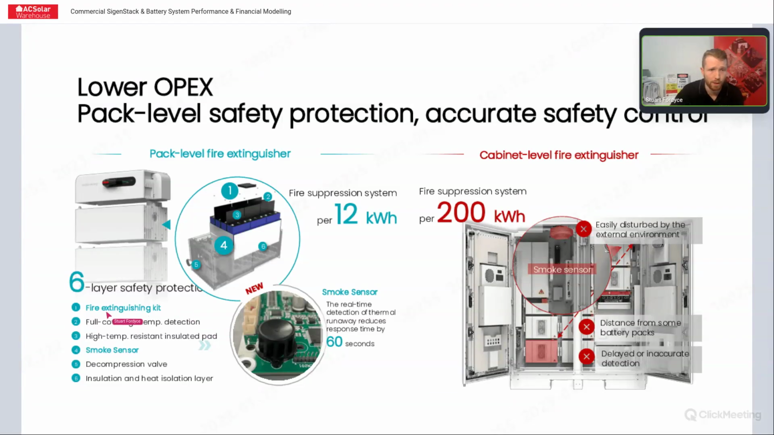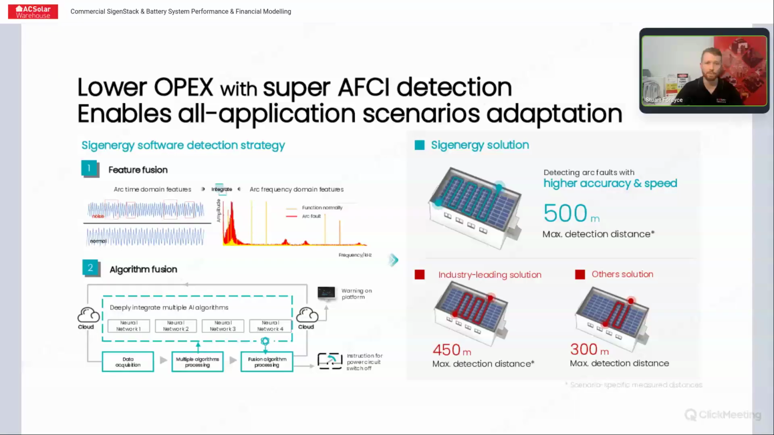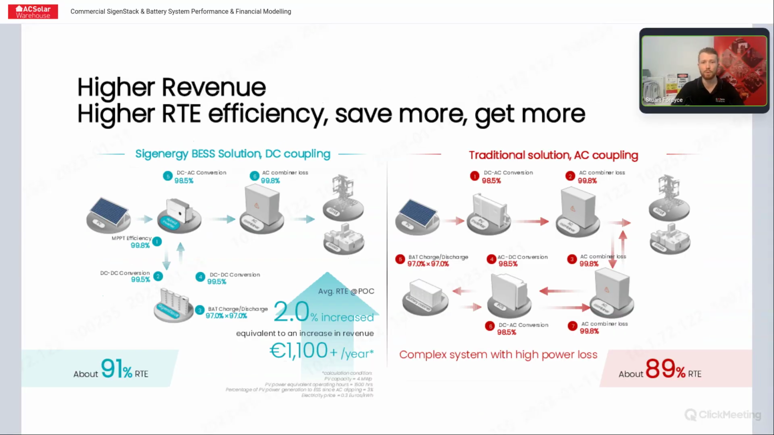And like I said before, the full coverage, temperature sensing, fire extinguishing unit, smoke detection, all included in the unit and visible through monitoring on the front end and the back end. Arc fault detection, the SigenStack inverters can offer arc fault detection and system shutdown up to 500 meters in length. That's electrical length from the inverter. And that's something that's really important for asset management and visibility of the life of the asset.